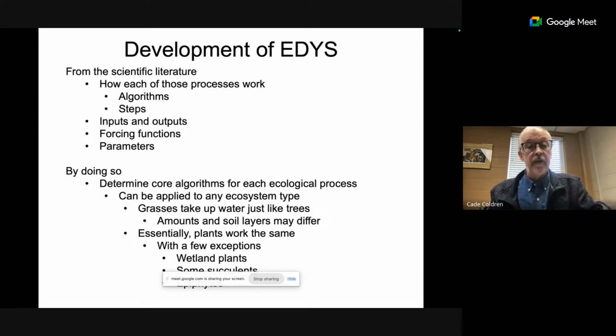And the nice thing about it is they can be applied to any ecosystem type. Grasses take up water just like trees do. The amounts they take up and where they get that water from the soil may differ, but they still do it the same way. And so when you get into it and start looking, essentially plants work the same. There are a few exceptions. Wetland plants, some succulents and epiphytes deal with things a little differently than most plants, but for the most part, plants work the same. And I'll give you an example later in this presentation on where that came into play in one particular project.